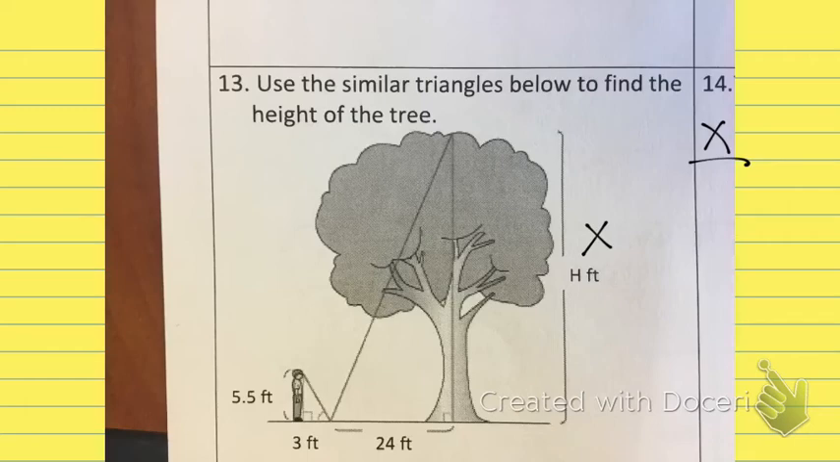3 feet. I just can't hear you. 3 feet. Okay, well, the height, though, is that the height of the guy? Oh. What's the height of the guy? 5.5. 5.5 feet, yep. So, height of tree to height of guy would equal the ratio of what to what?